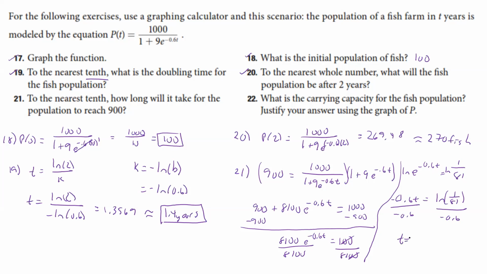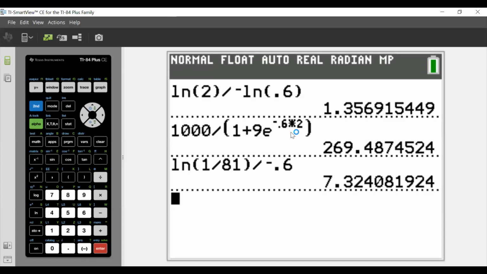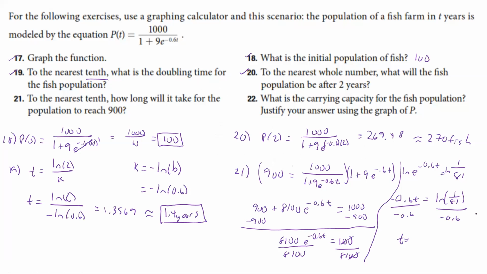and so t is equal to, now if we plug that into our calculator, ln of 1 divided by 81, then that whole thing divided by a negative 0.6. So that looks like 7.32. And so this is 7.32, and they wanted it to the nearest tenth, and so that's approximately 7.3 years. So that's how long it'll be to get to the population of 900 fish.